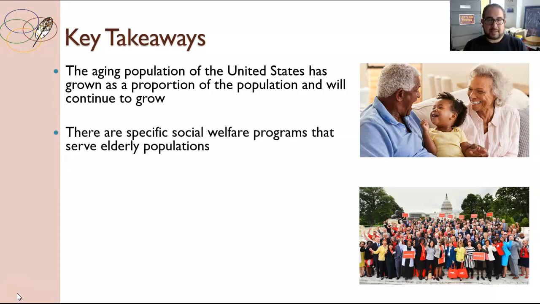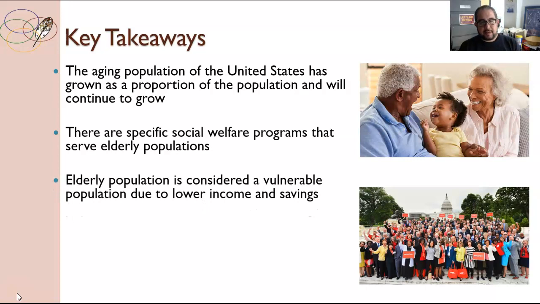So the chapter discusses the various social welfare programs that serve elderly populations, primarily through the Social Security Act and through retirement savings and social insurance, but there's also health care through Medicare. There are some services for long-term care, and also adult protective services are discussed a little bit in the chapter.